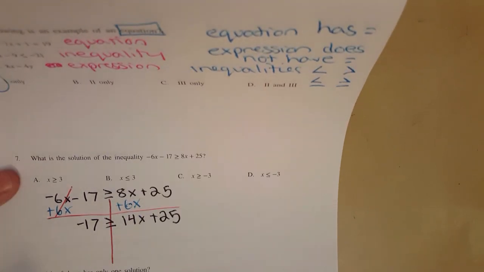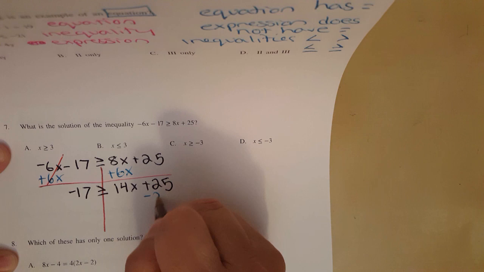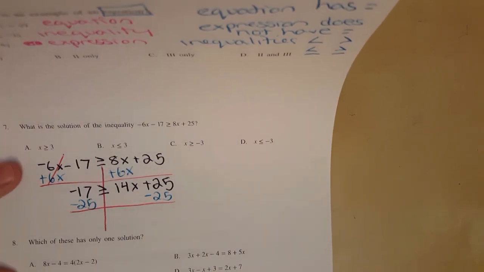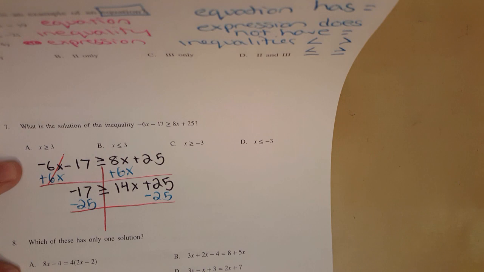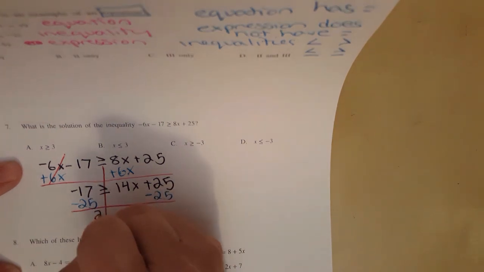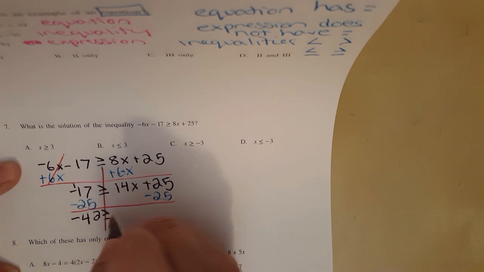Now all my x's are on one side, so I'm going to have to move the numbers to the other side. So the opposite of plus 25 is minus 25. On the left, I've got two negatives. If I have negative 17 minus 25, that's the same as negative 17 plus negative 25. So 7 plus 5 gives me 12. 1 plus 1 plus 2 gives me 4. And since they were both negative, it stays negative.